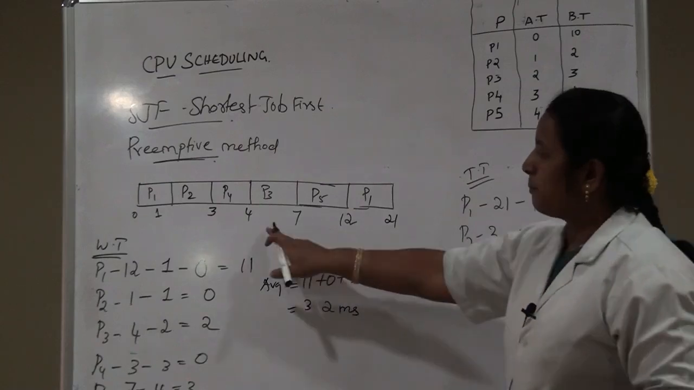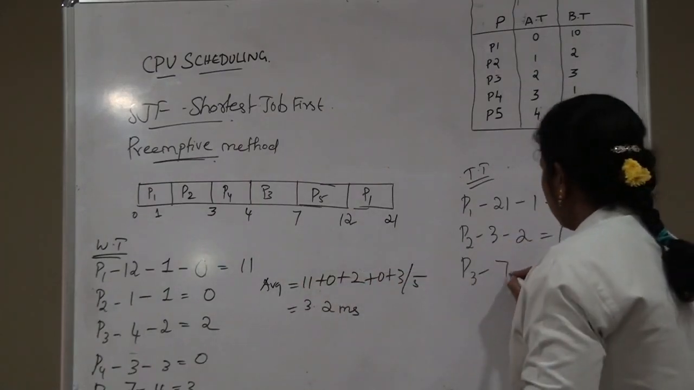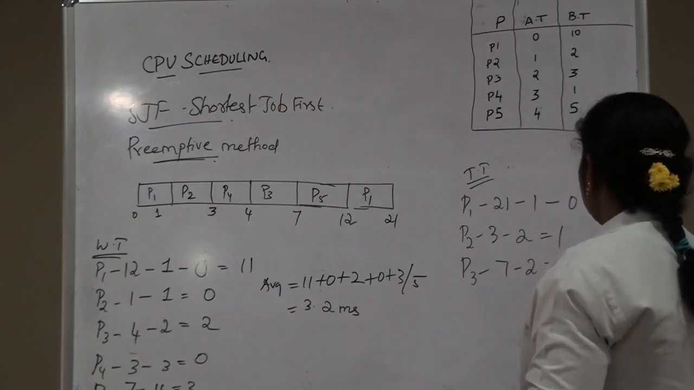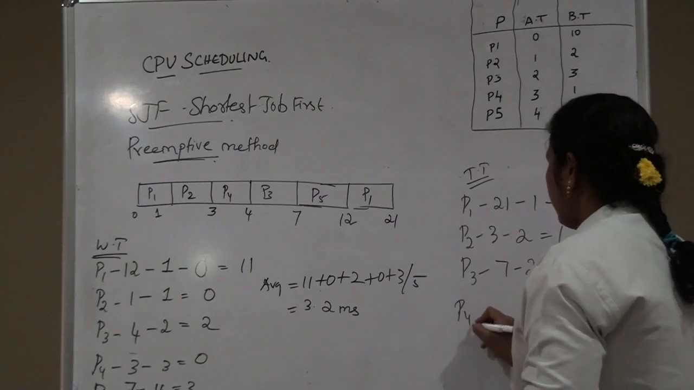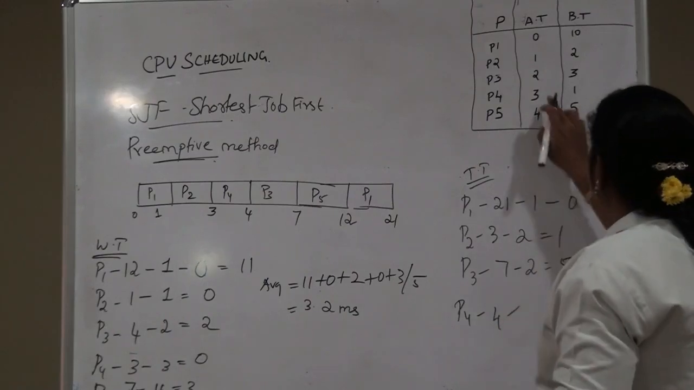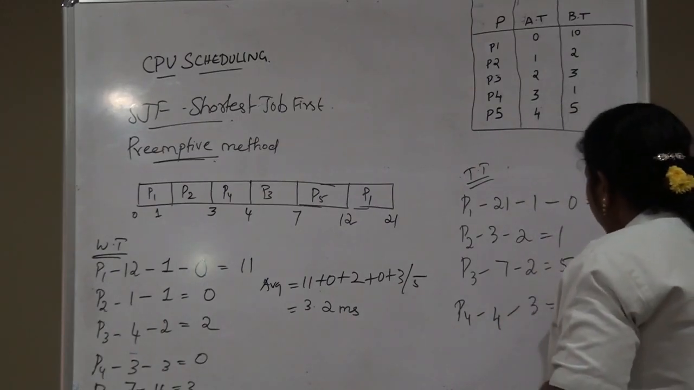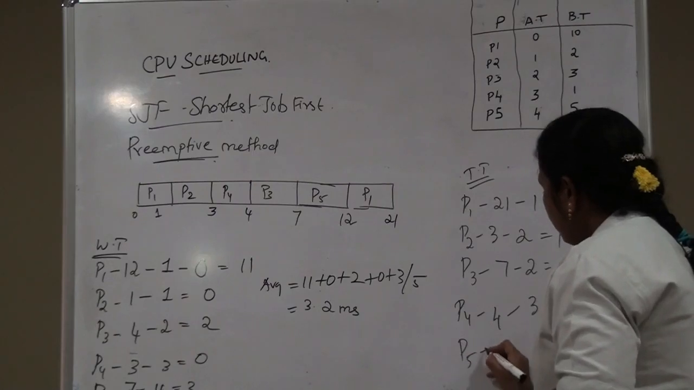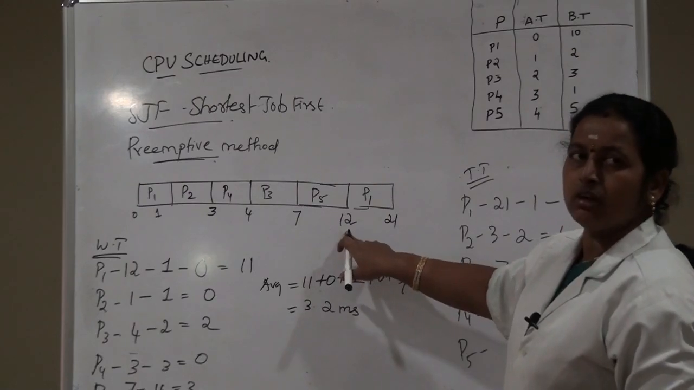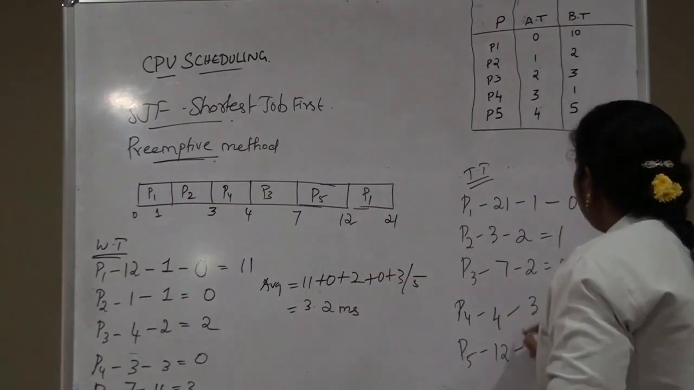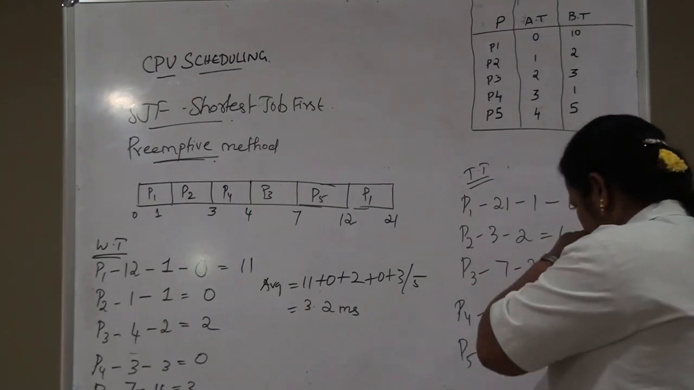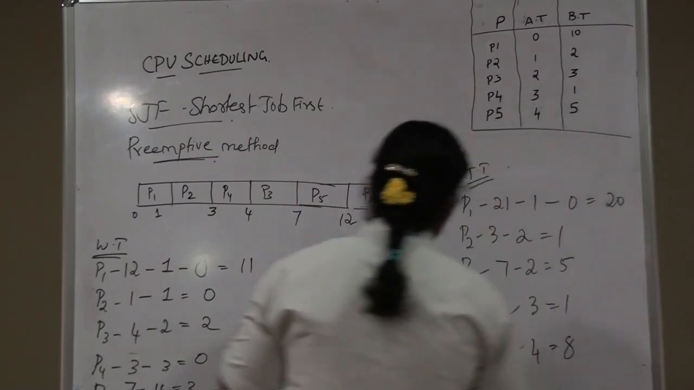Next, P3's completion is 7. 7 minus its arrival time, 2. So it is 5. For P4, its completion is 4 and its arrival time is 3. 4 minus 3 is 1. Next for P5, its execution completion time is 12. 12 minus 4 is 8. So what is the average?